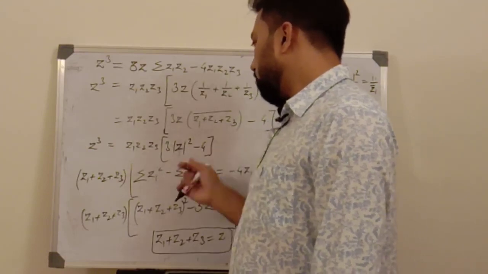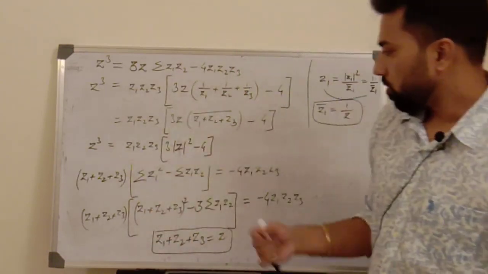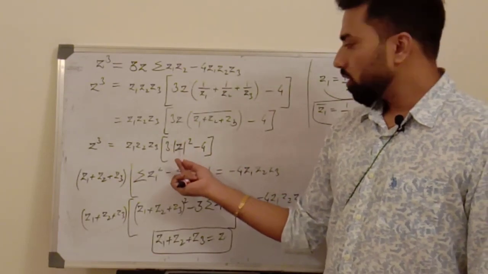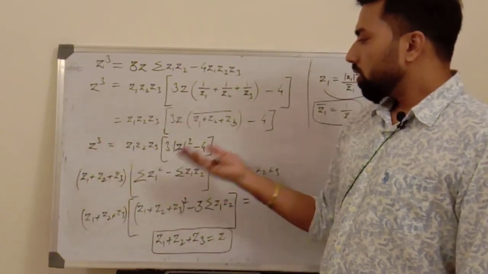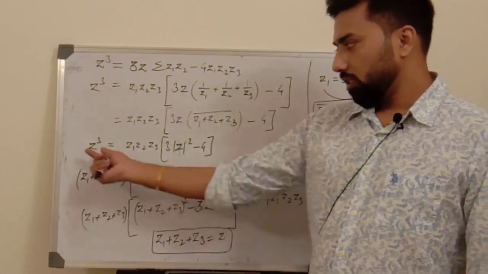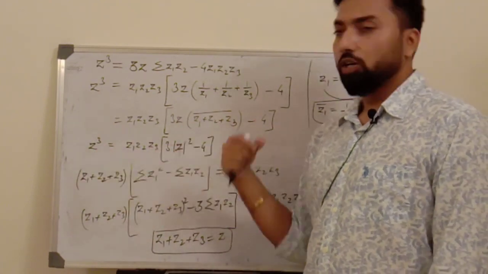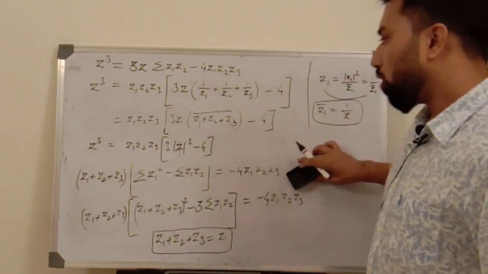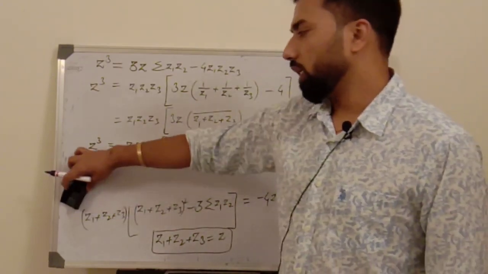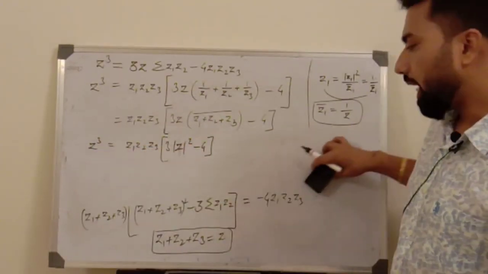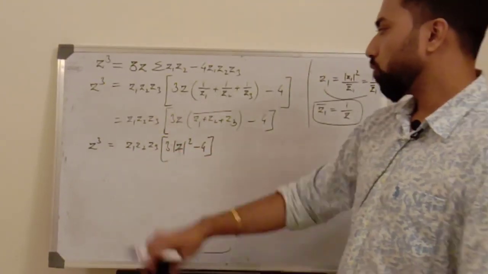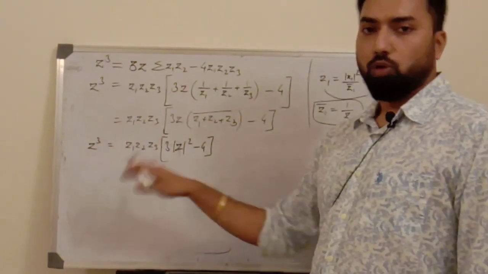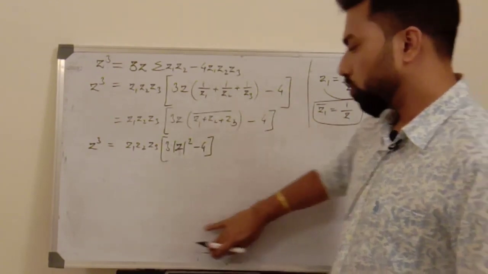minus 4. So this is a real number now, because all the numbers are real. Mod z is a real number. These are complex numbers. So this is also a complex number. So what expression we are getting is a complex number equal to some other complex number, right? If two complex numbers are equal, then their moduli are equal and their arguments are also equal, right? So we can equate the moduli of both the sides.